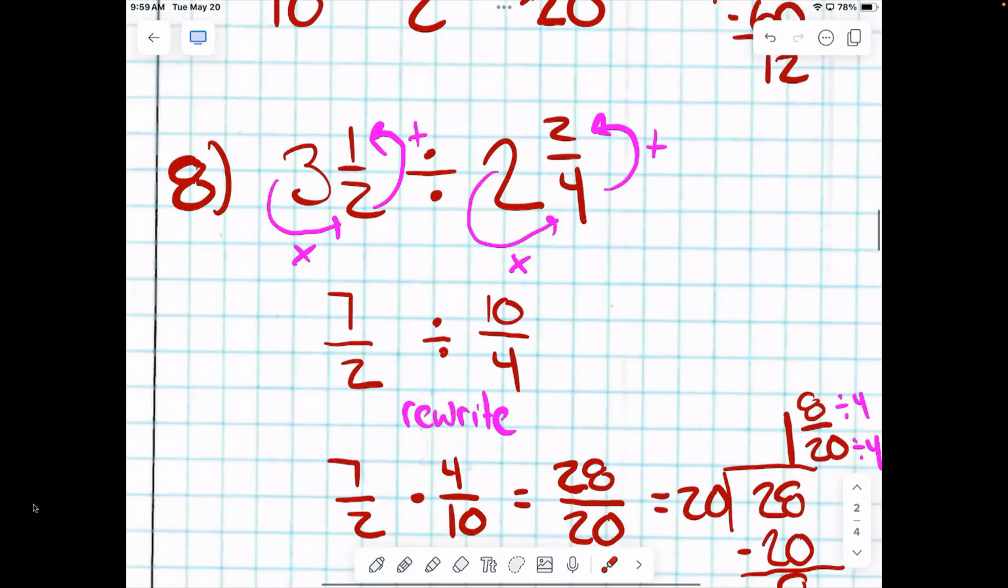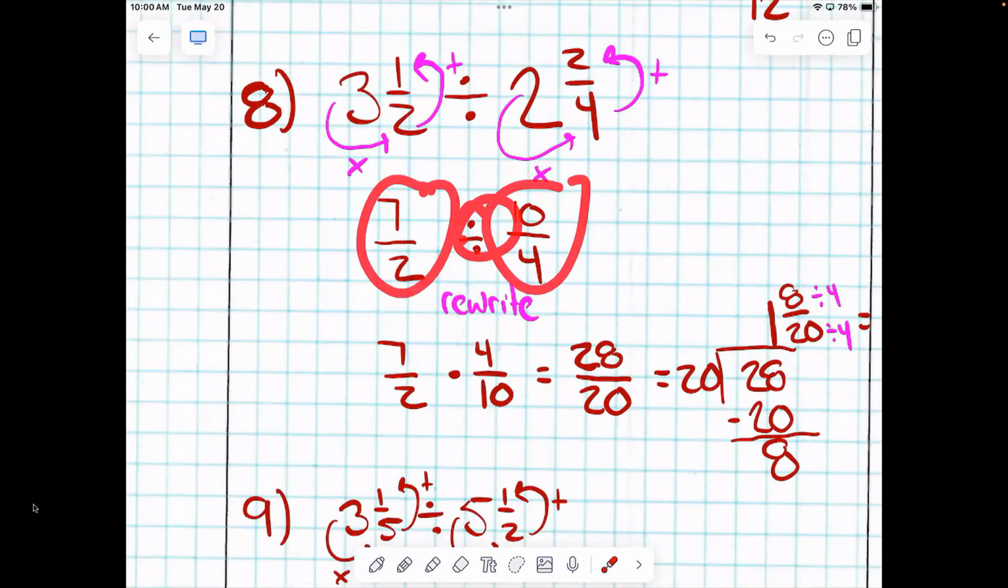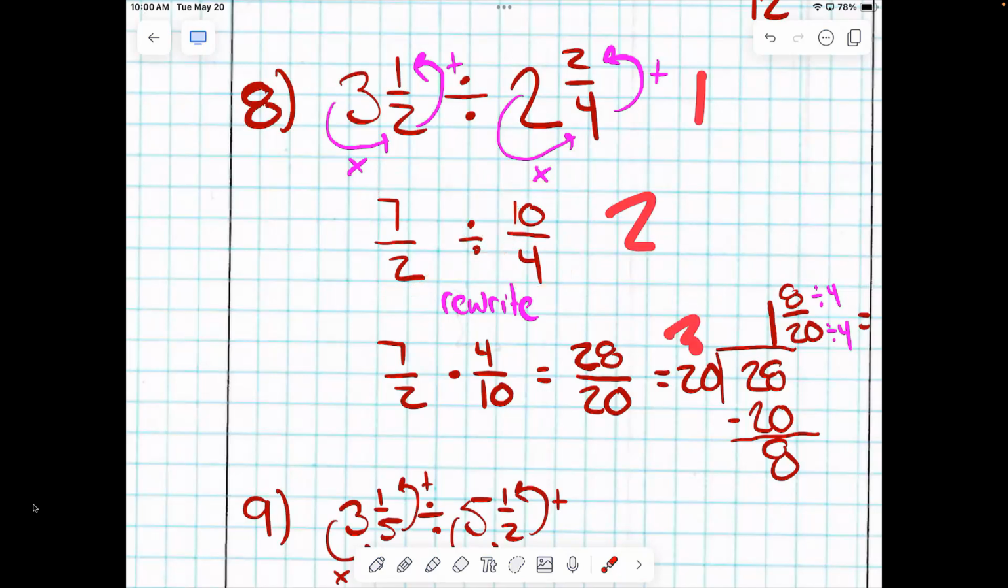Mixed numbers. If we have mixed numbers, we're going to want to convert them to what first? We're going to want to convert them to improper fractions. And then we're still going to want to flip and multiply after that, right? Yeah. So this is like a 1, 2, 3 level house, right? Yeah. There's 3 levels to this type of problem.